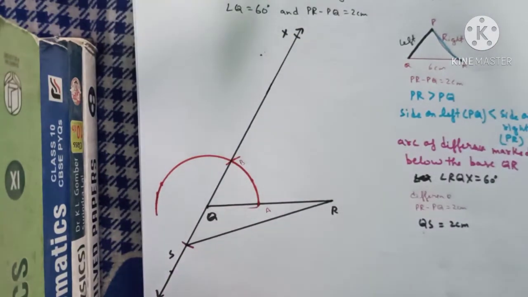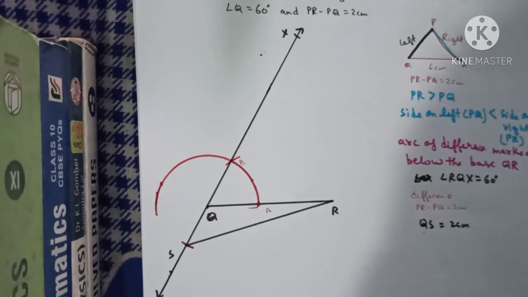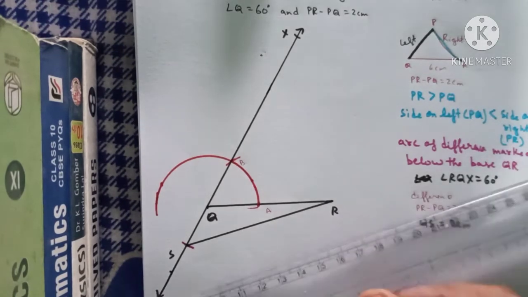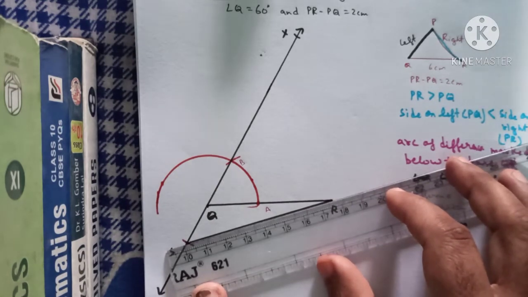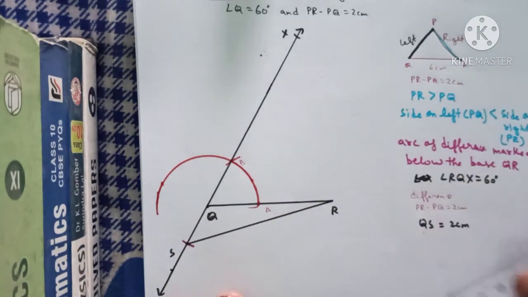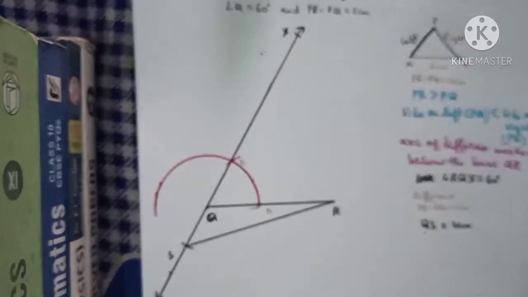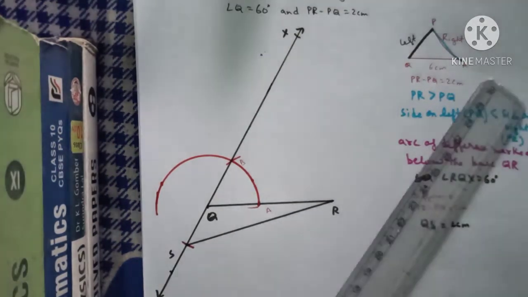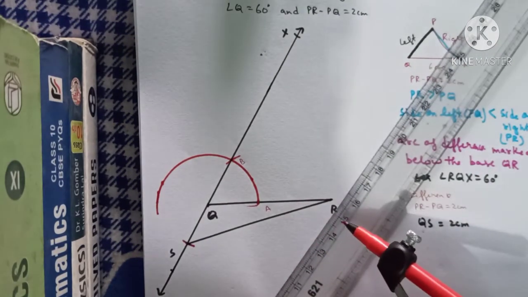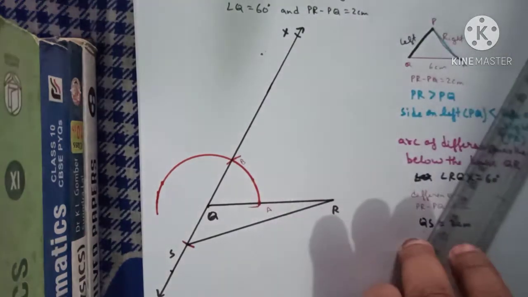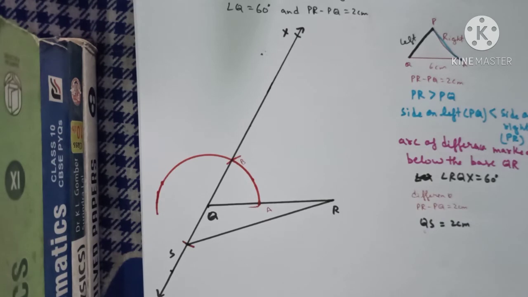Okay, and now again we have to draw the bisector of SR. So first we'll see what is the distance of SR approximately. It is approximately 7 to 8 centimeter, so we'll take the radius at least more than half of this. More than half is 4, so we'll take around 5 centimeter or more than 5 centimeter.